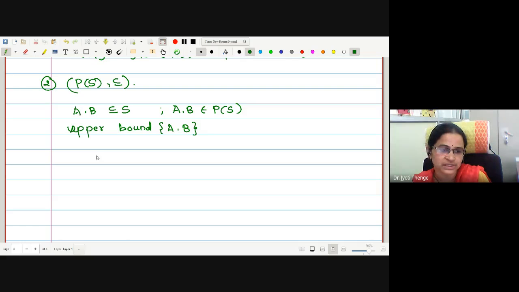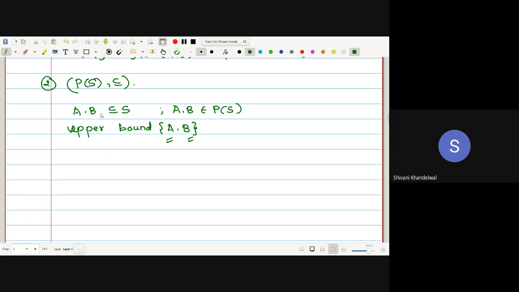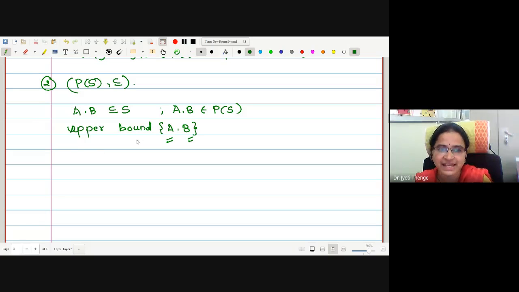And what do you think? What is the least upper bound for these two sets? Let us consider sets. Student has to answer me. What is an upper bound for this? Actually, I have answered half of the question. Ma'am, is it A union B? Yes, it is A union B.